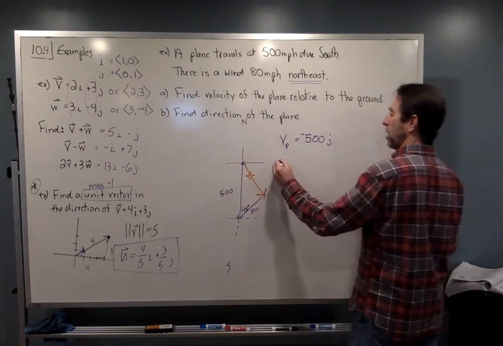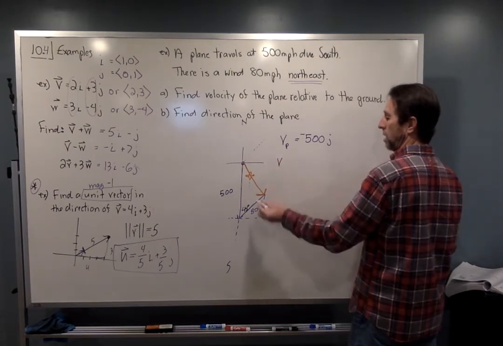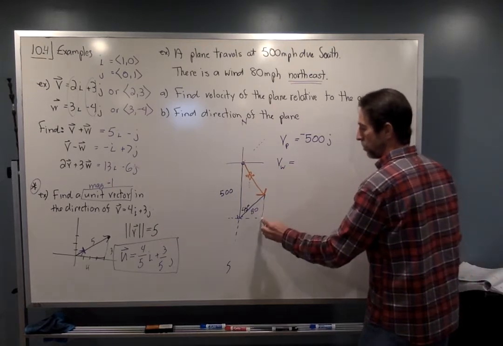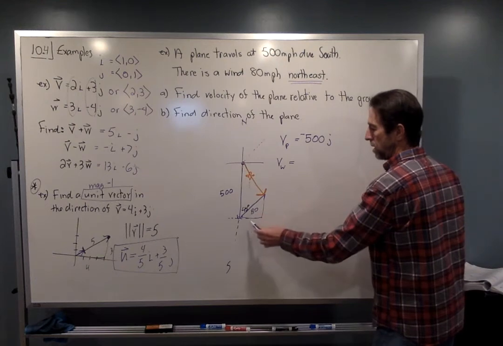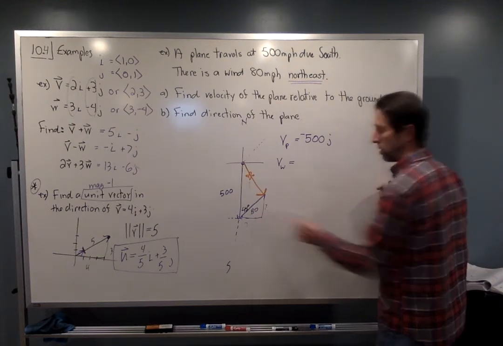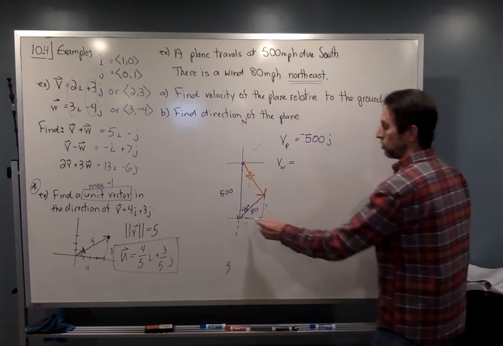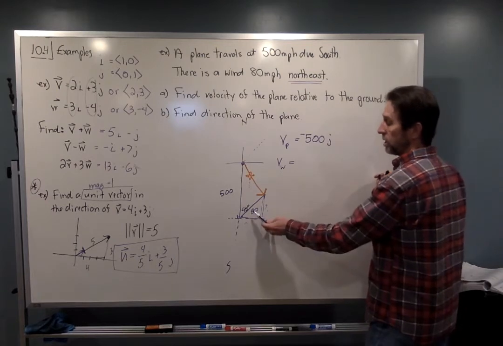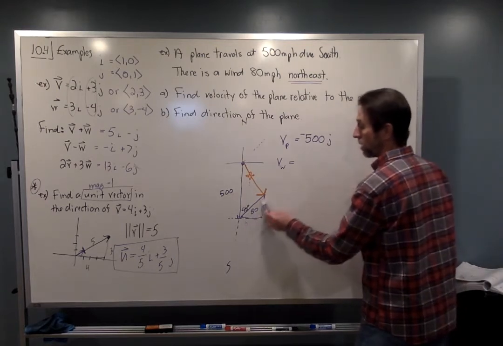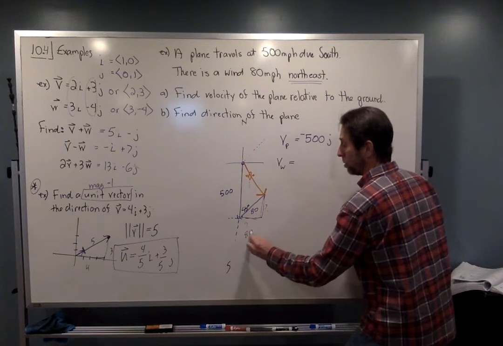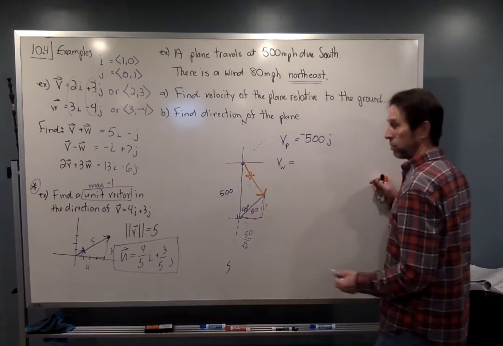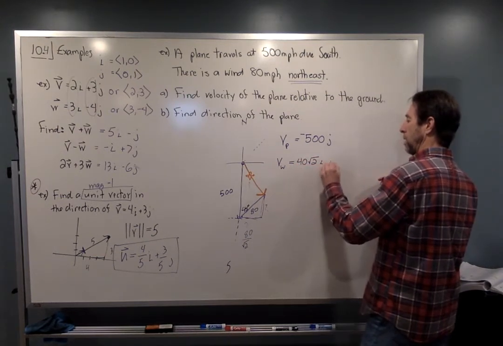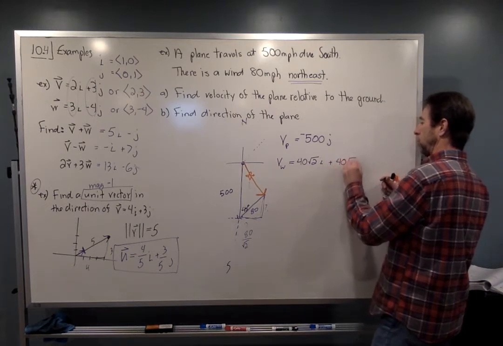All right? And then I want a vector for the velocity of the wind. Well, the velocity of the wind, if I use components, is basically going to be these values. That would be my i and j component. This would be my i, this would be my j. Both of them are going to be 40 radical 2, because we know that if we take this and divide by radical 2, 80 divided by radical 2 would be 40 radical 2. So it would be 40 radical 2 i plus 40 radical 2 j.